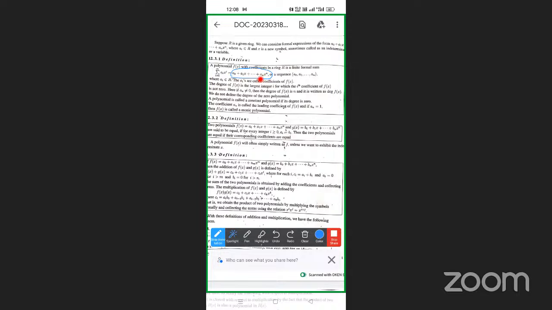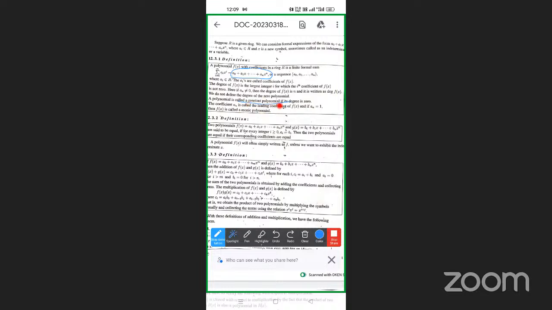Next, constant polynomial. A polynomial is said to be a constant polynomial if its degree is 0. The coefficient an is called the leading coefficient of f of x. If an is equal to 1, then f of x is called a monic polynomial.